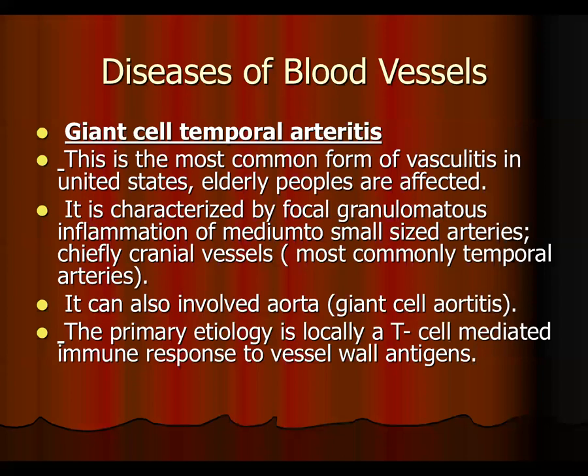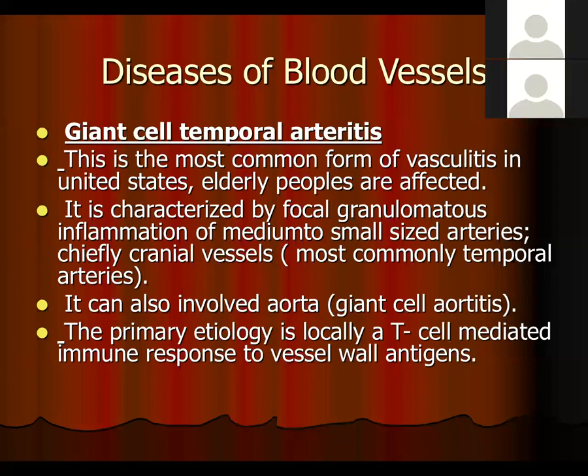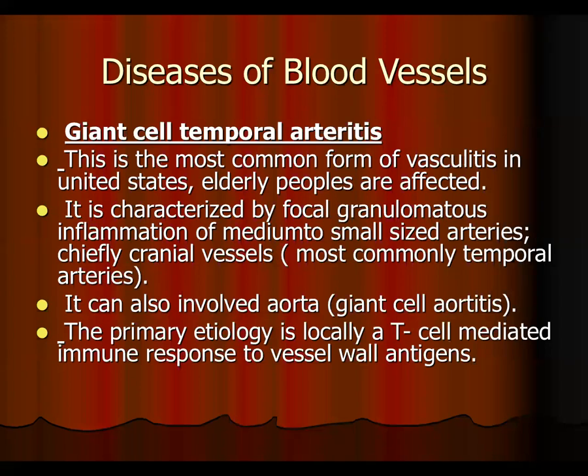It can also involve the aorta, so it can be called giant cell arteritis. Now the primary etiology is a locally T cell mediated immunological response to a vessel wall antigen, causing vessel wall injury. So this is also the pathogenesis of giant cell arteritis. In this type, the temporal artery or the aorta can most commonly be involved, and it can occur in the larger to medium size arteries.